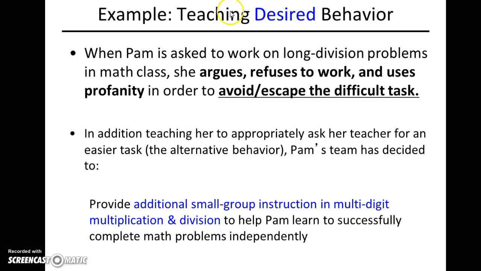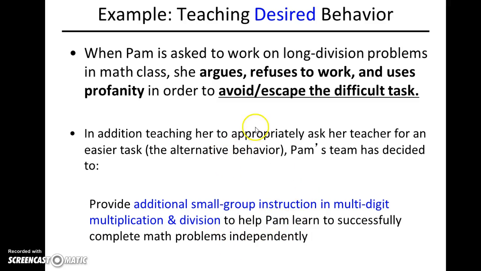Okay, so let's look at what teaching desired behavior looks like. When Pam is asked to work on a long division problem, we've seen this before, she argues, refuses to work, and uses profanity to avoid and escape the difficult task. So in addition to teaching her how to appropriately ask her teacher for an easier task, the alternative behavior, right, that's the asking for a different task, which allows her to have the function, which is to escape from the difficult task. The team also decided to provide additional small group instruction in multi-digit multiplication and division to help Pam learn to successfully complete math problems independently.